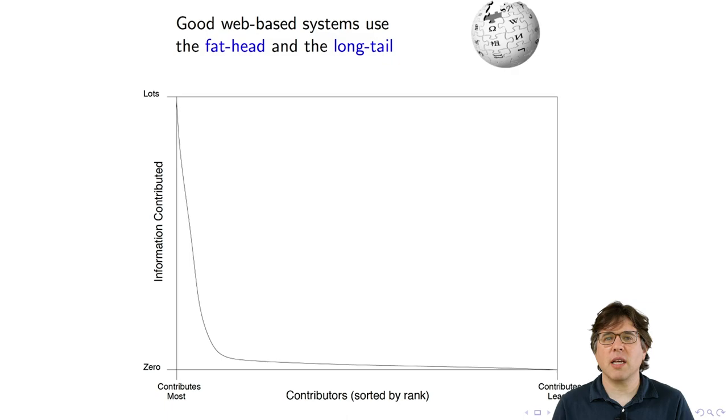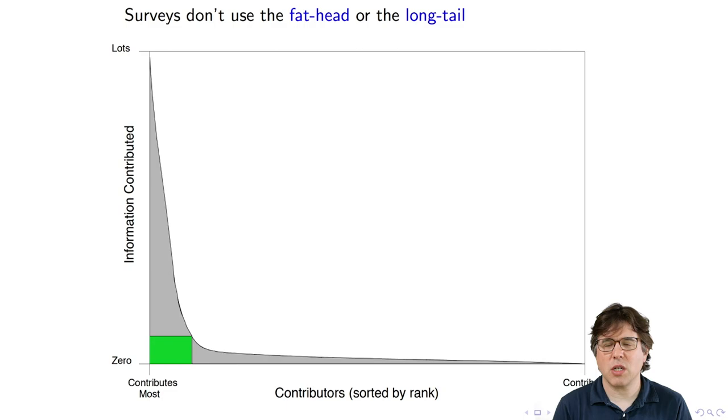And so what we're saying is we don't take information from people that want to contribute more. We don't take information from the fat head. And we don't take information from the long tail. We collect a fixed amount of information from each person. And so if Wikipedia, for example, collected 10 and only 10 edits from each editor, they would lose about 95% of their edits. So there's a tremendous amount of information in the fat head and the long tail that we don't collect in surveys. And with these wiki surveys, we decided we wanted to be greedy.